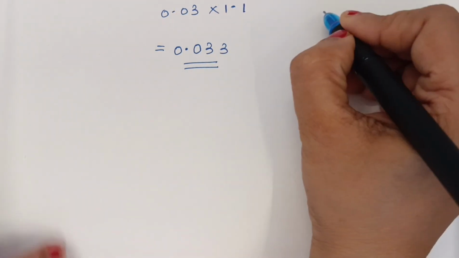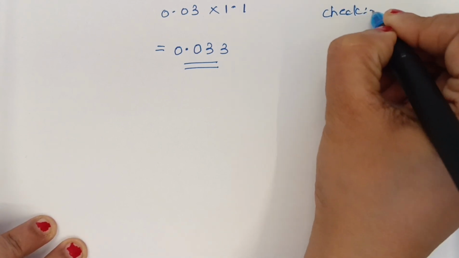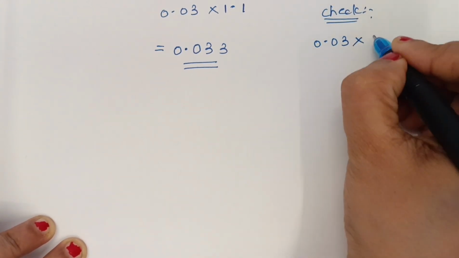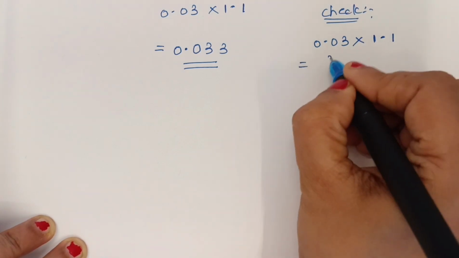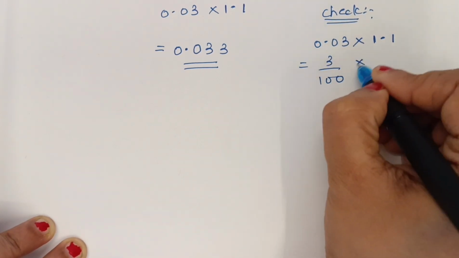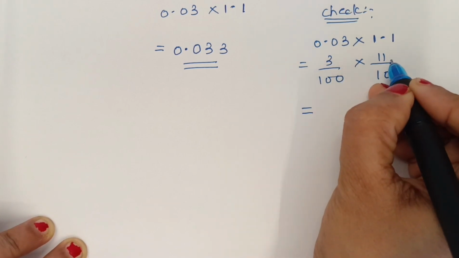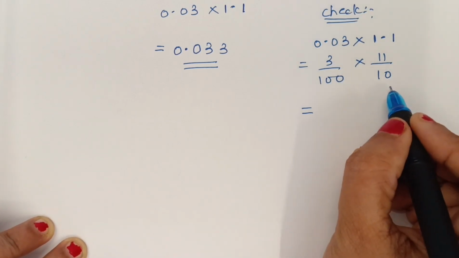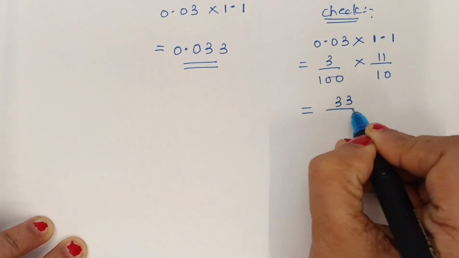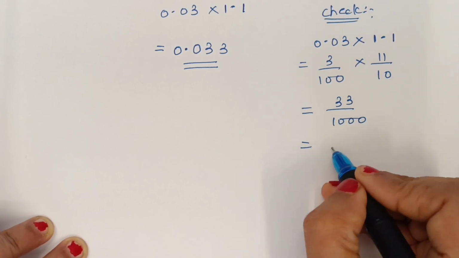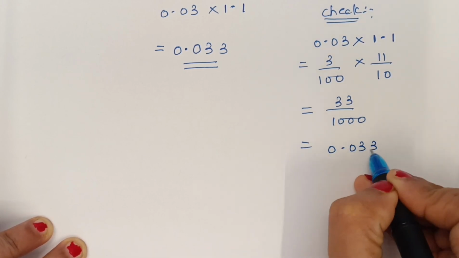You can check this answer. Let's see how to check. No need to solve, this is just for understanding. 0.03 into 1.1. Can this be written as 3 by 100? This can be written as 11 by 10. Product of numerators divided by product of denominators, 33 by 1000. And when you want to place the decimal, what will be the final answer?